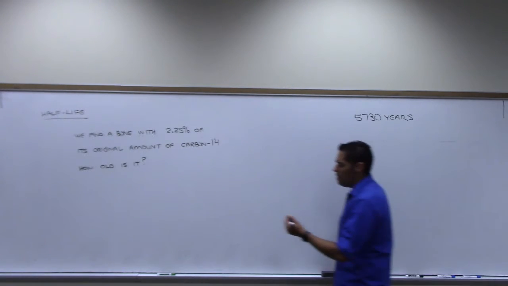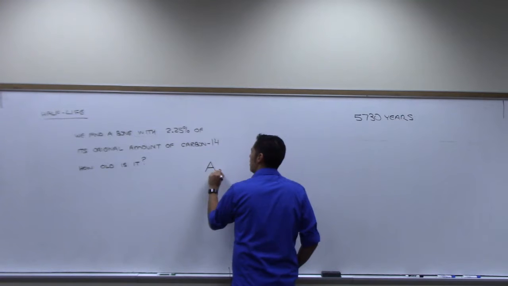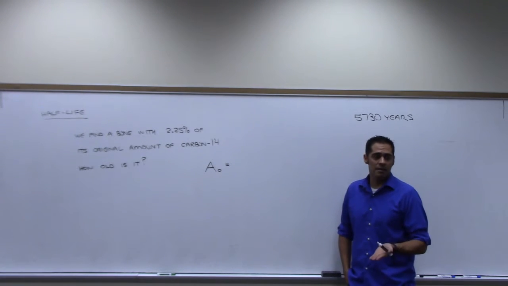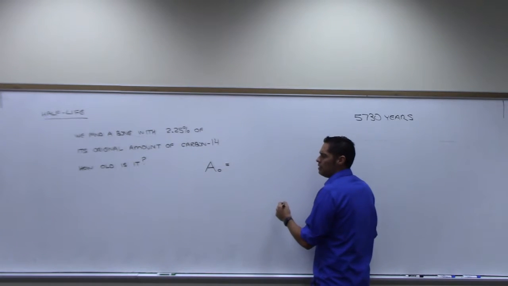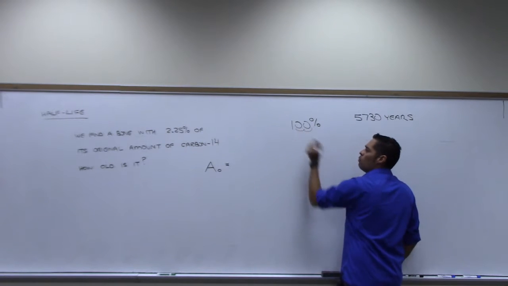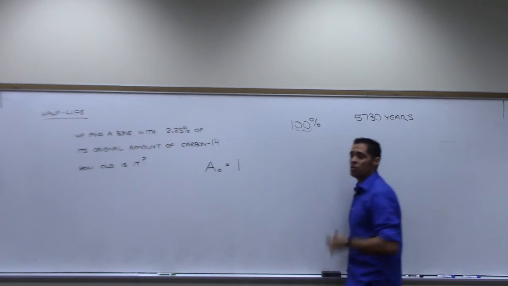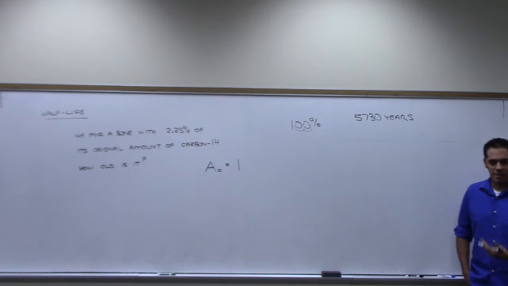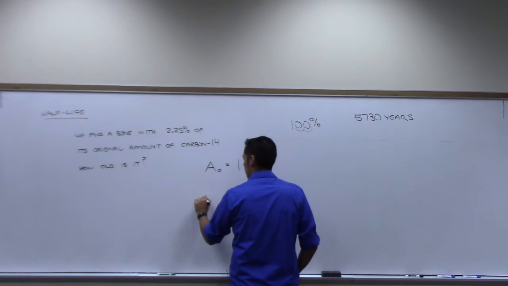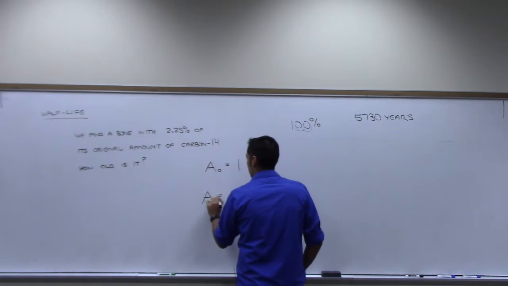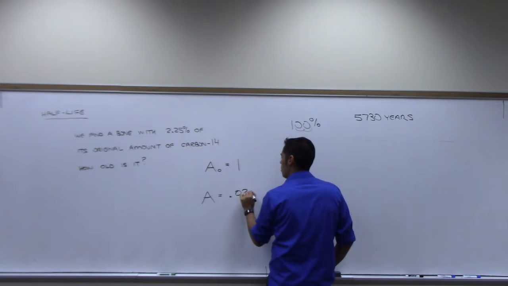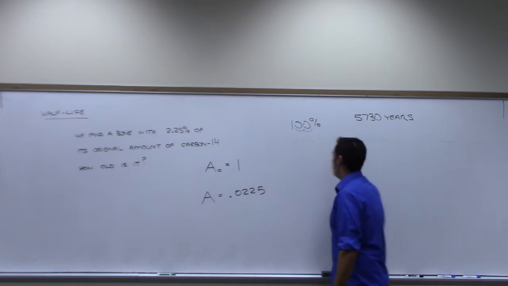All right, so how much carbon-14 was there to begin with? 100%, right? How can we write 100% and convert 100% to a decimal for me? 1, right? So I can say the amount it had initially was 1. That makes sense? That's 100%. How much was there when we found it? 0.0225. It has 0.0225, right?